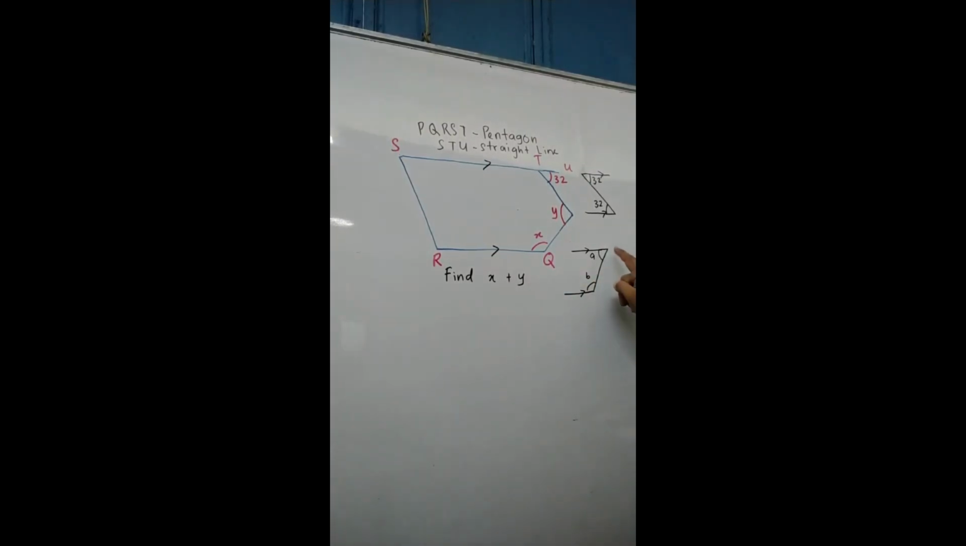The first is called the corresponding angle, where A plus B is 180. Now this is the first rule that we have to use.